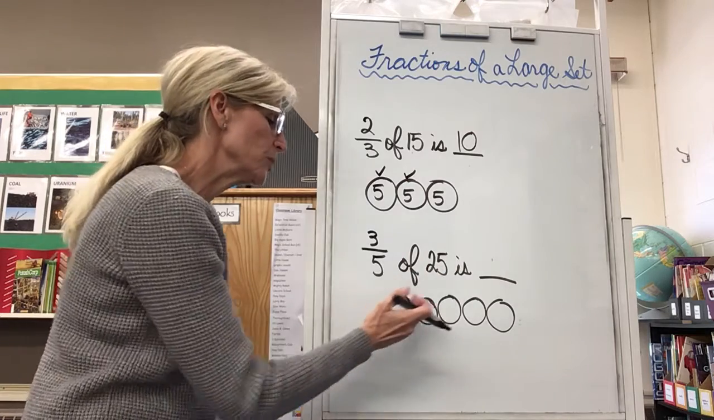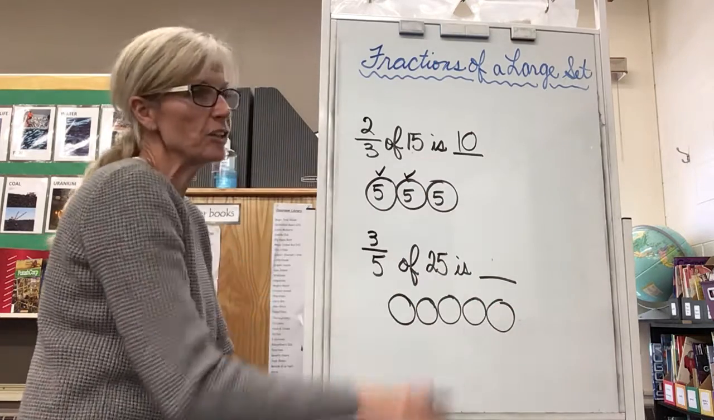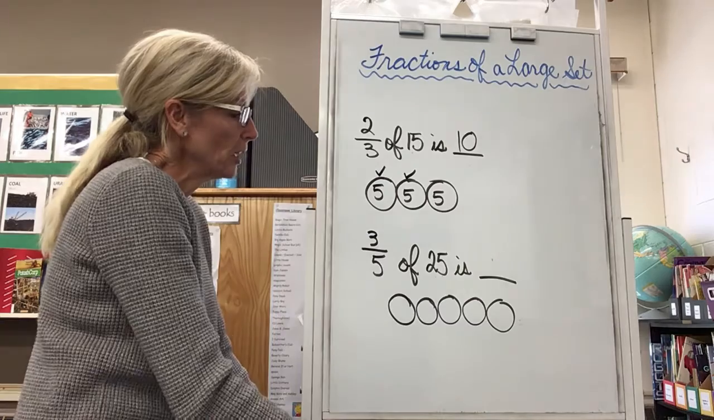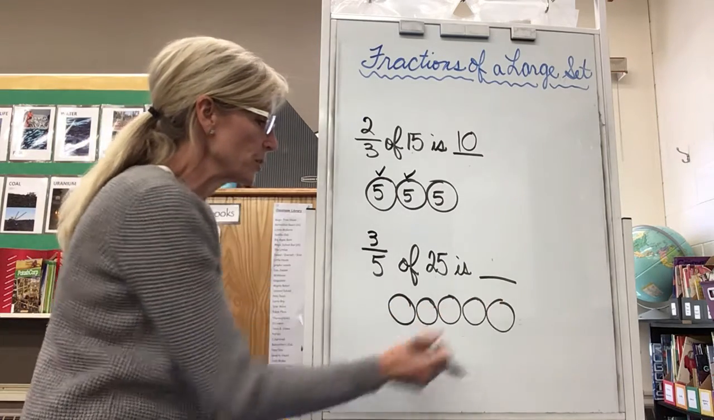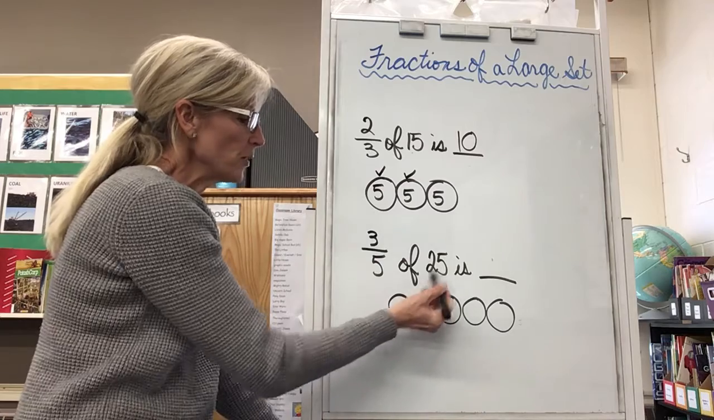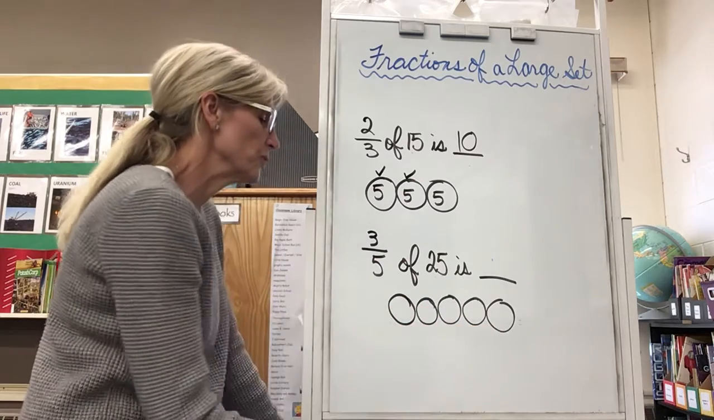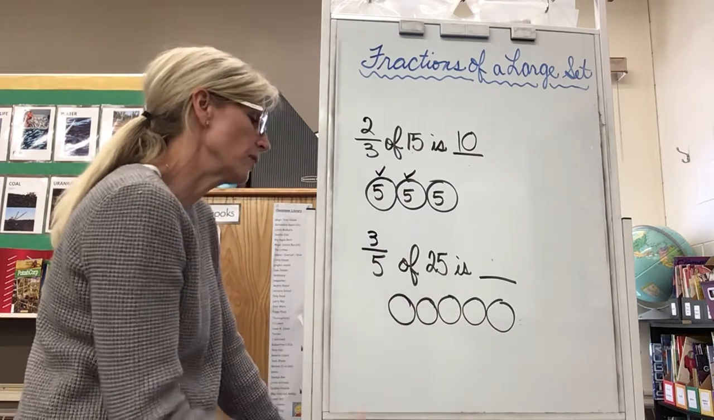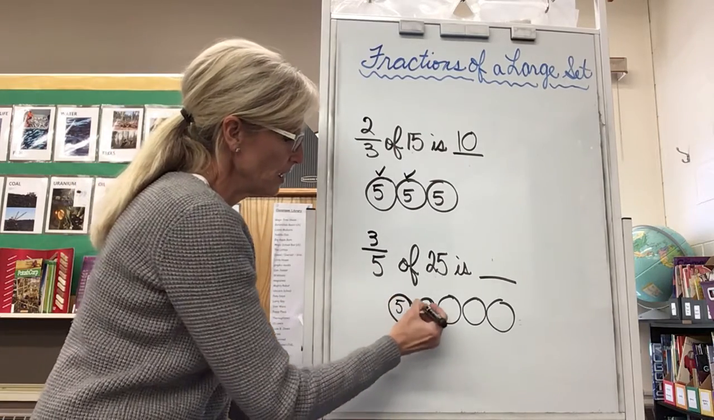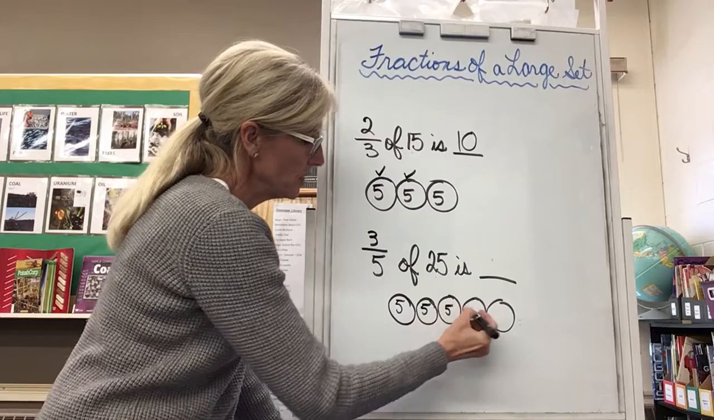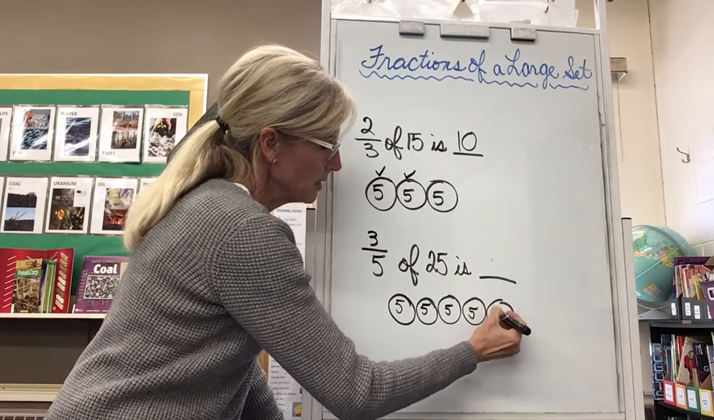So how many will be in each part? You can think of it as cookies or apples or whatever. I'm going to say apples. 25 apples. How many apples will be in each one of these parts? What times 5 equals 25? Or 25 divided by 5 is 5. 5, 10, 15, 20, 25.